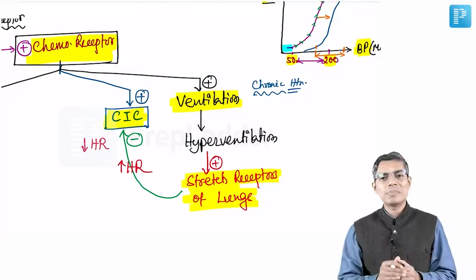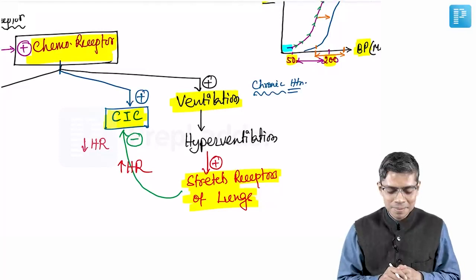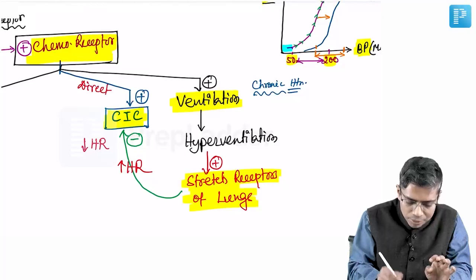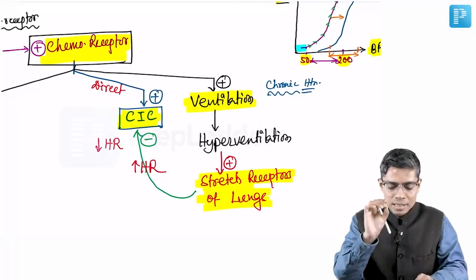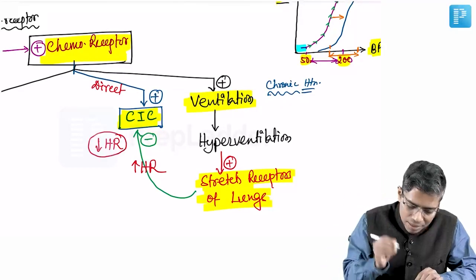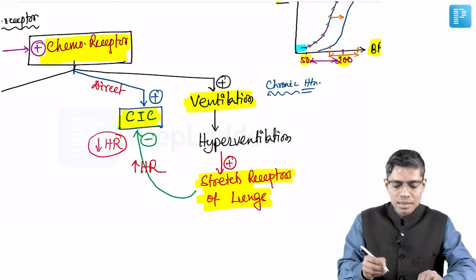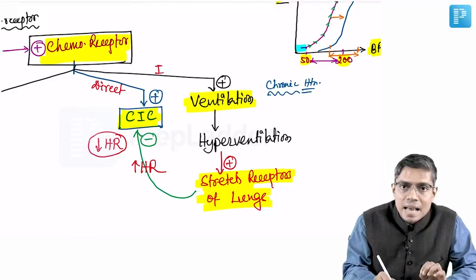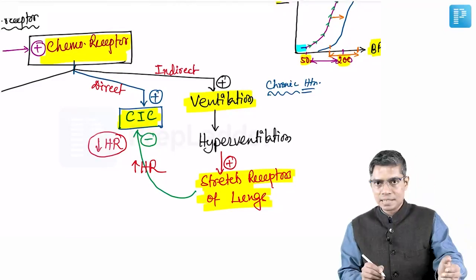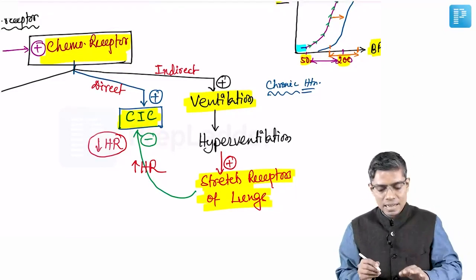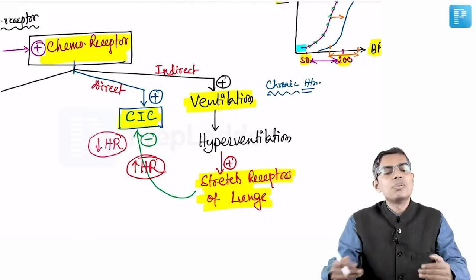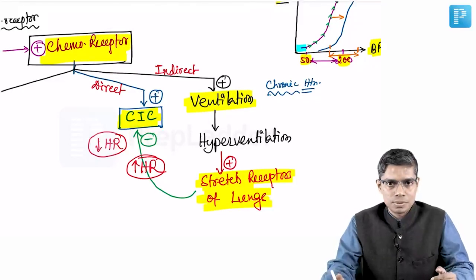So now it becomes a little bit confusing. Confusing means by this direct pathway, if you stimulate the chemoreceptor, it has a direct effect on CIC. By this direct pathway, there is bradycardia. But whenever chemoreceptor is activating your ventilation, this is the indirect pathway for CIC. Whenever this indirect pathway is activated, via this indirect pathway, there is tachycardia. So, which effect is the body going to choose?